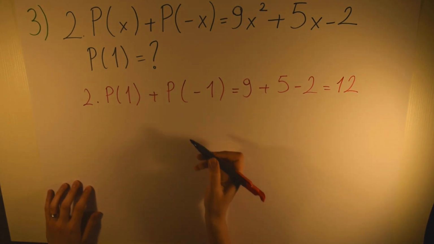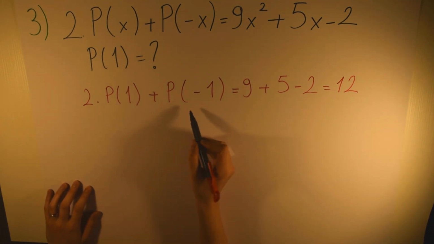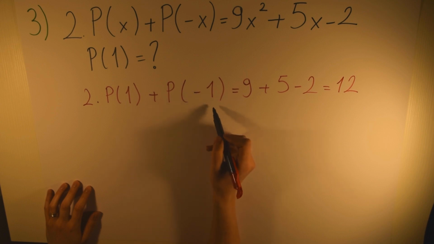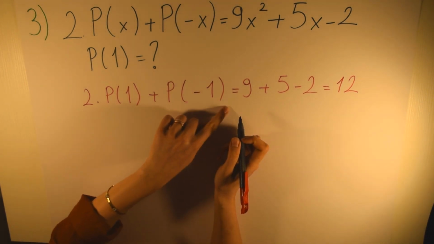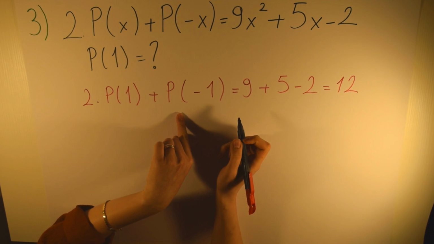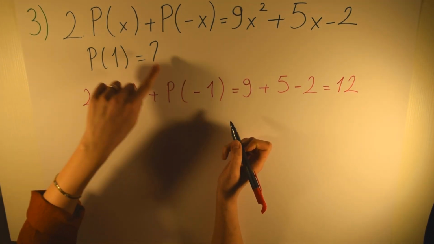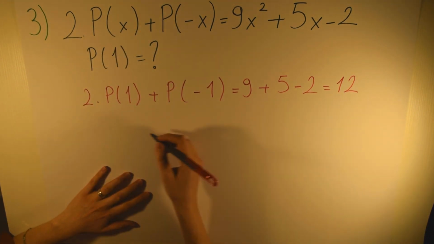Okay, so you see I have here P(1), but I also have here P(-1). So I have to get rid of this P(-1). How can I do that? If I put -1 instead of x, let's see what I will get.